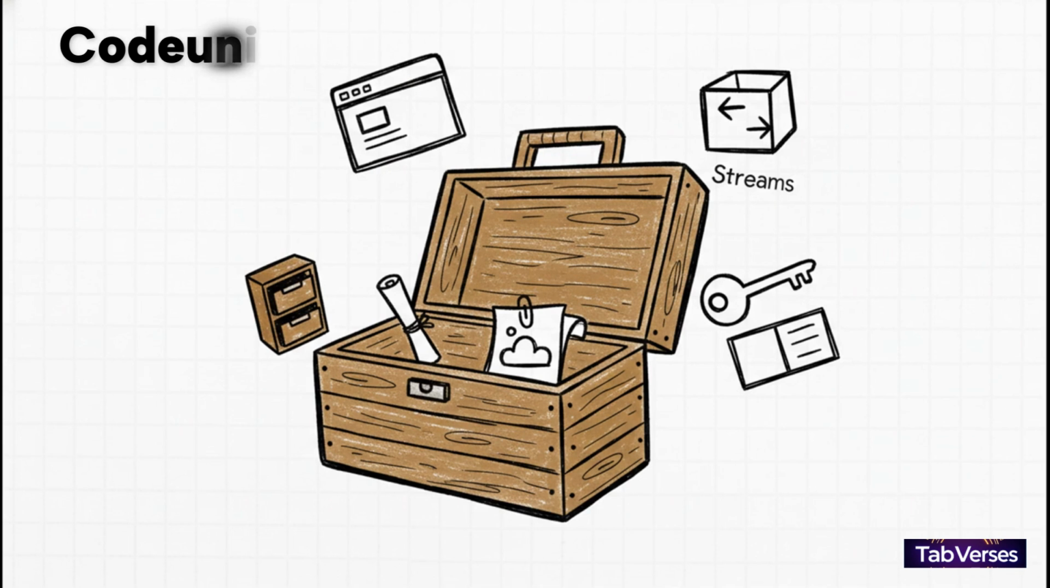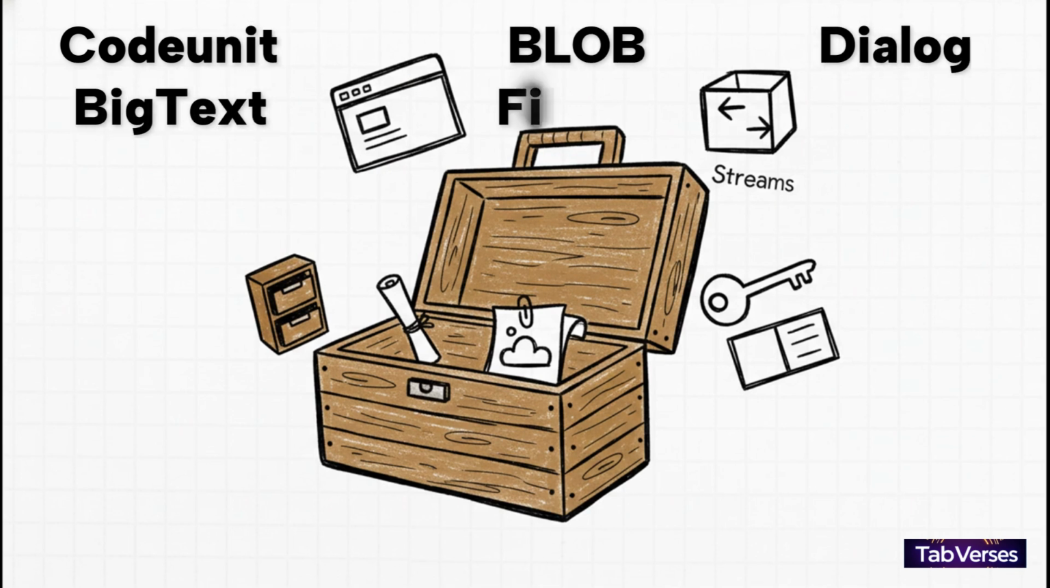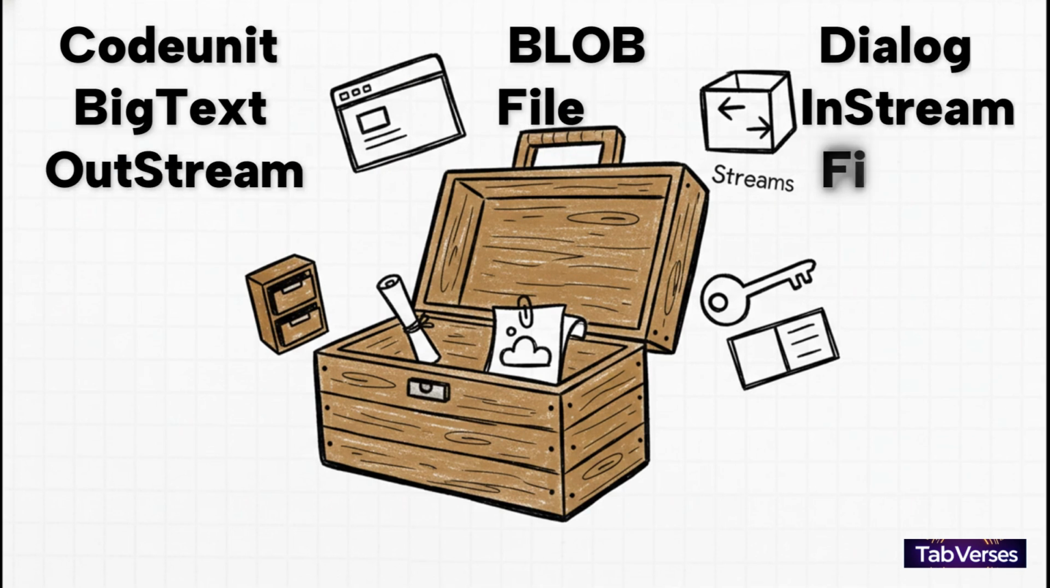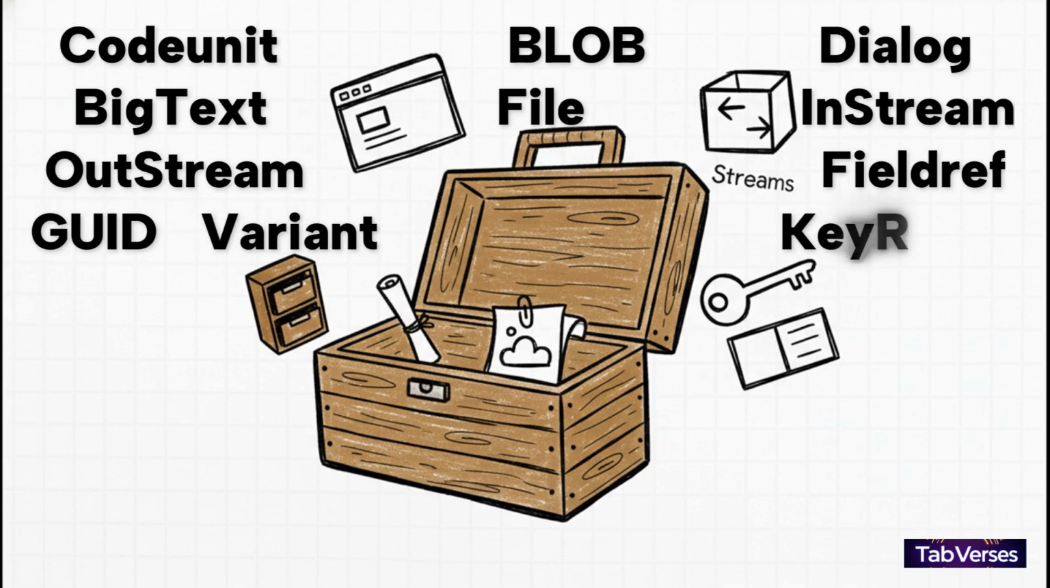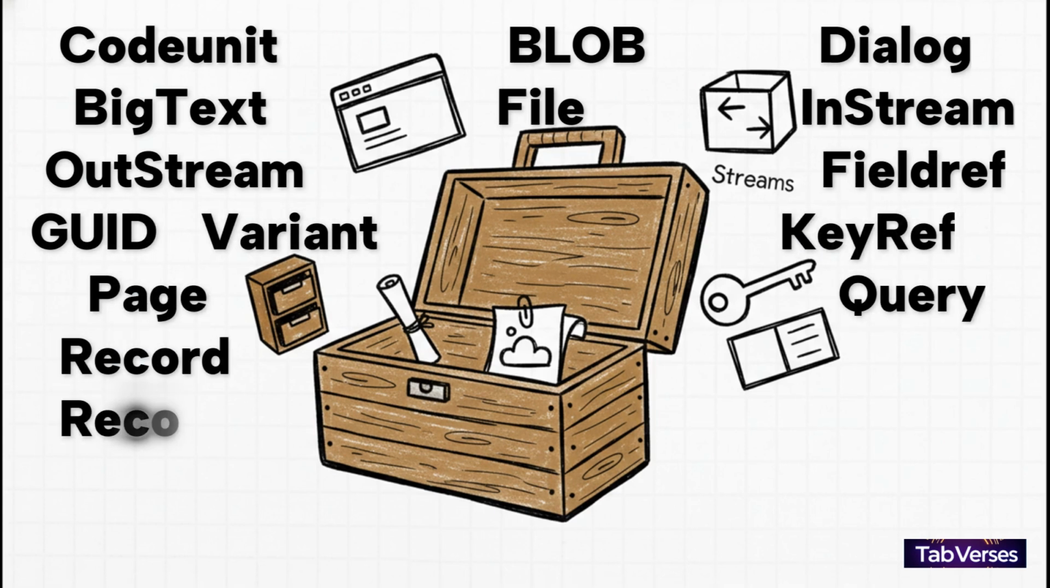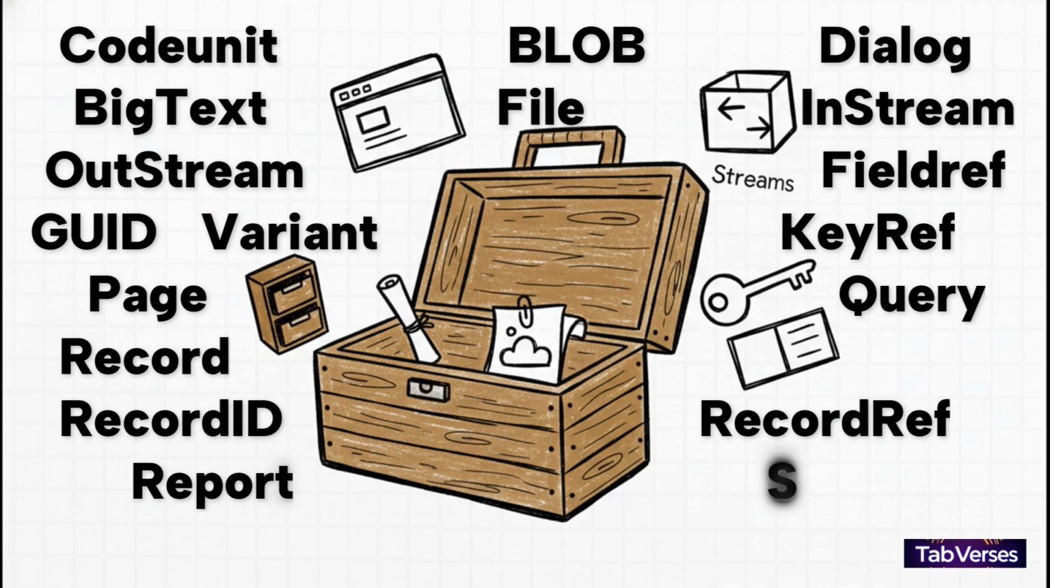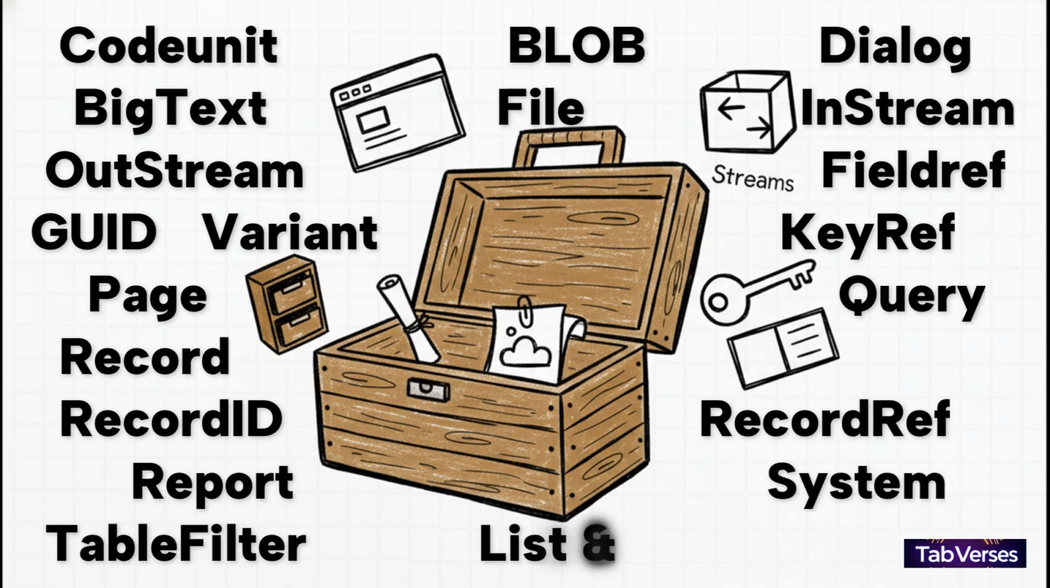And this is just a quick peek at the powerful tools you have available. You've got types for handling database records, for actually running objects like pages and reports, and even for managing large data like images or big text files. And on top of that, you have modern data structures like lists, which are basically ordered collections, and dictionaries, which are perfect for storing key value pairs.